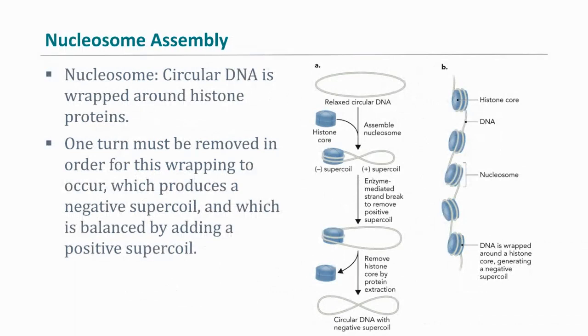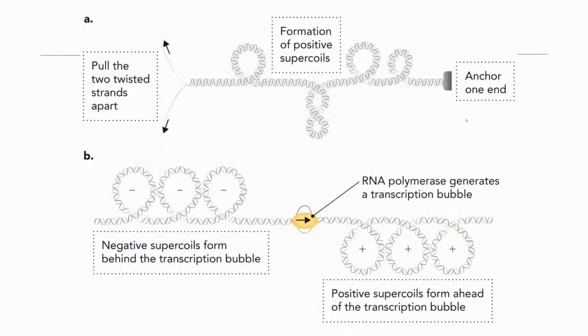Okay, and then with your enzyme-mediated strand break to remove this positive supercoil, then you open up. If you remove this nucleosome, then you have the naturally occurring negative supercoil. And that's how the histone core is incorporated into the DNA to package the DNA.